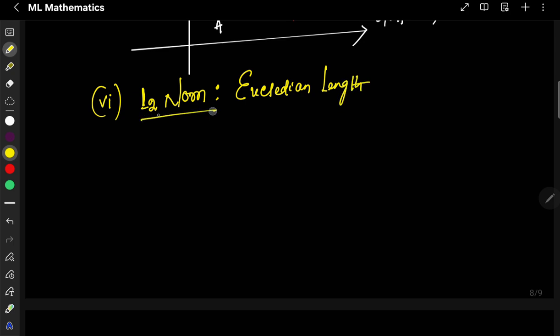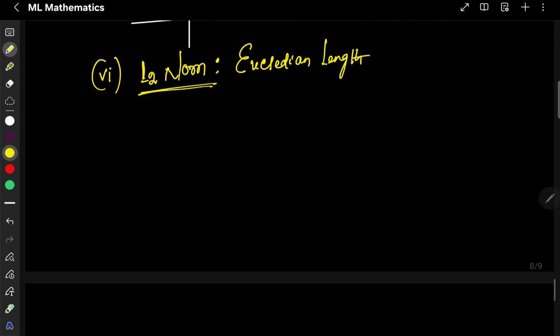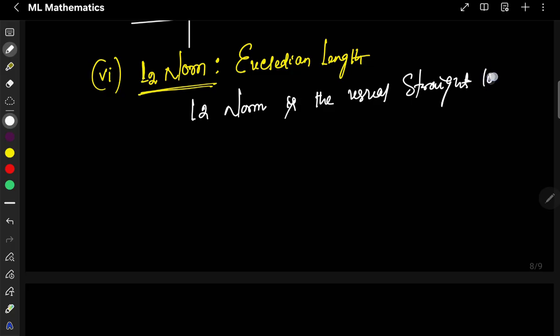Okay, when it comes to Euclidean length, think carefully. This L2 norm is the usual straight line length of a vector. So we already know what a straight line does, and a straight line length vector. If you remember closely, in our 12th class physics, you might have studied these kind of concepts, right? But I'm here to explain it again.